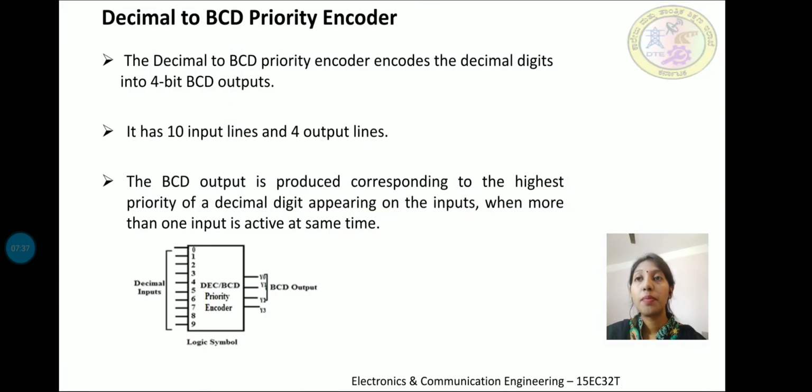Decimal to BCD priority encoder. The decimal to BCD priority encoder encodes the decimal digits into the BCD output. It has 10 input lines and 4 output lines. Again here, if more than one input is active at the same time, then the output is obtained for the input which has the highest priority.